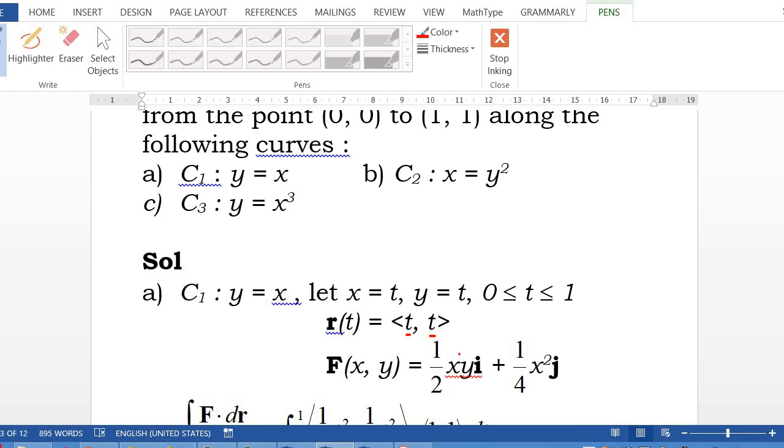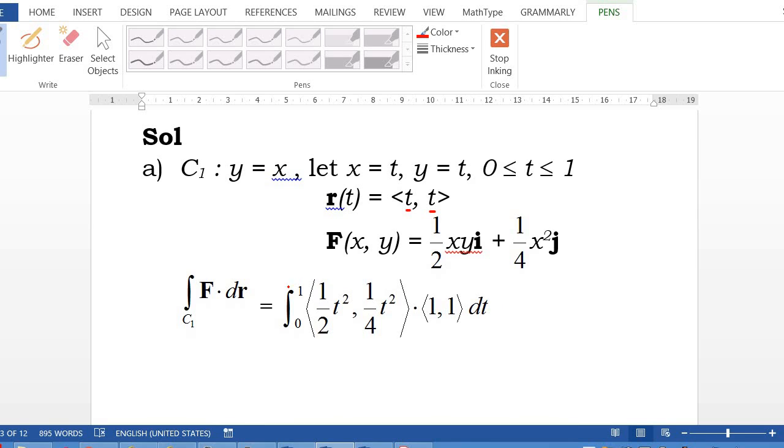And then F(x,y) is half xy i plus 1 fourth x squared j. So this is the line integral of F dot dr along curve C1, t from 0 to 1. F: half xy, x is t, y is t, so it becomes half t squared at component i. Component j is 1 fourth x squared, so it's 1 fourth t squared.